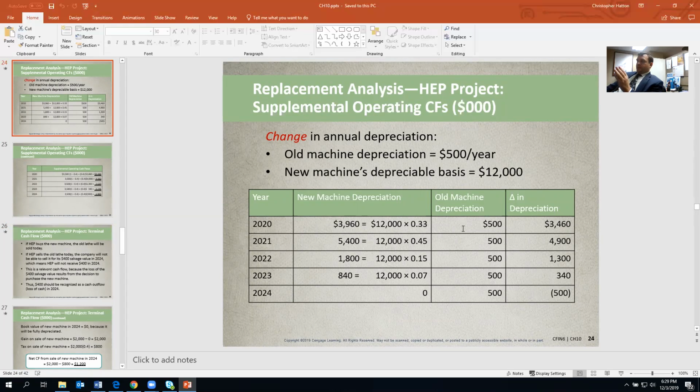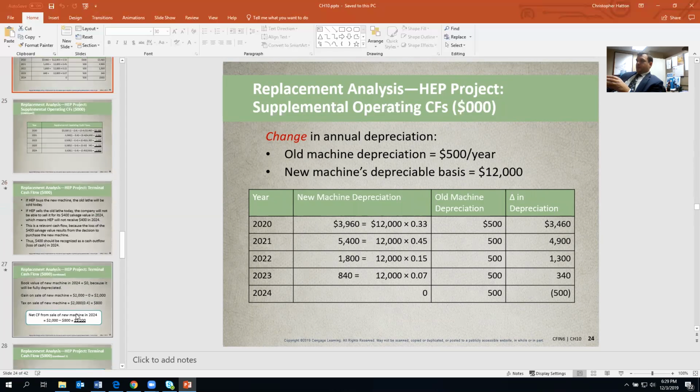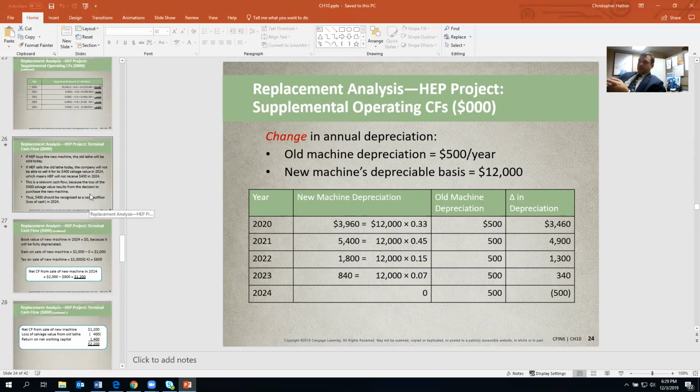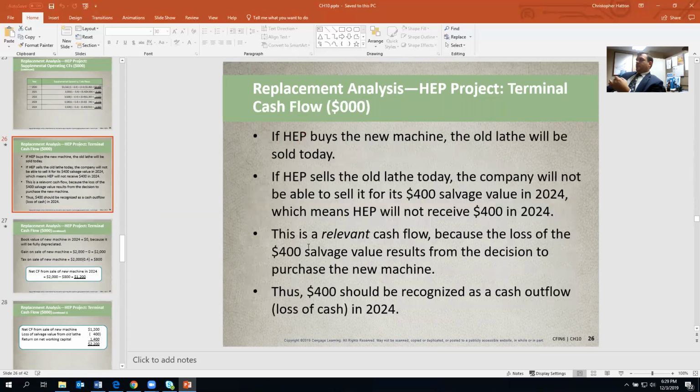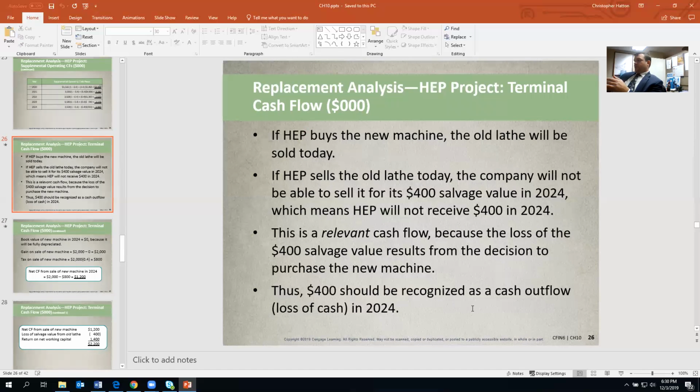It has to be fully depreciated to get to the salvage point. If not, then you can sell it on the used market. This is relevant because the loss of the $400 salvage value results from the decision to purchase the new machine. Oh, my bad. Yeah. So if you're not able to get the salvage value when you do the replacement, then you have to calculate that into the final decision. Thus, the $400 should be recognized as an outflow because you're losing that money in 2024.